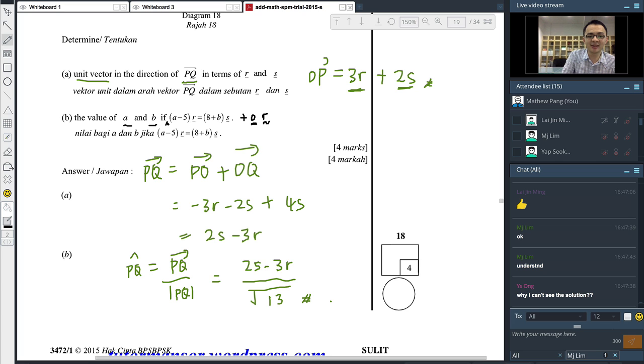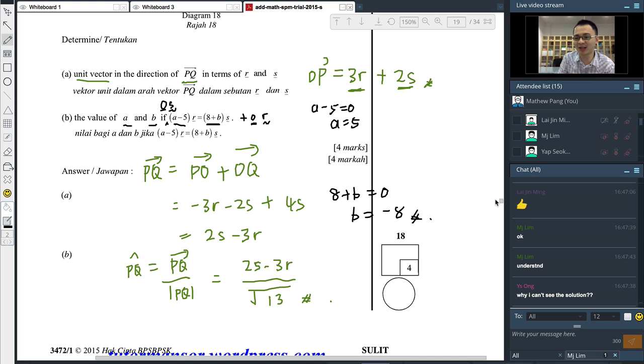On the other side, this side does not have S, so I will add the 0S by myself. So I'm comparing R and R. A minus 5 will equal to 0. So if A minus 5 equals 0, A equals 5. And then for S, I'm comparing the S. A plus B equals 0. So if A plus B equals 0, B equals negative A. Just like this.